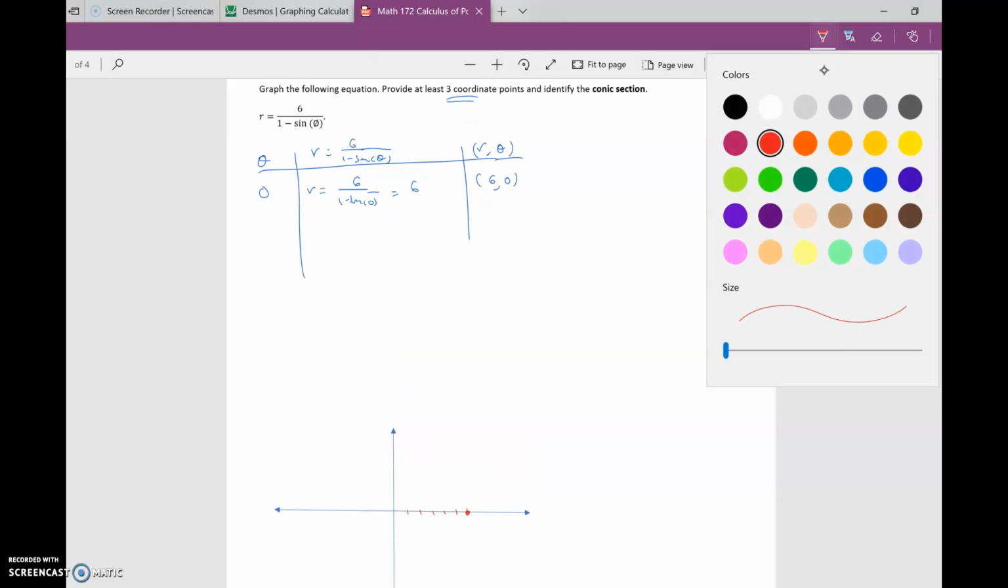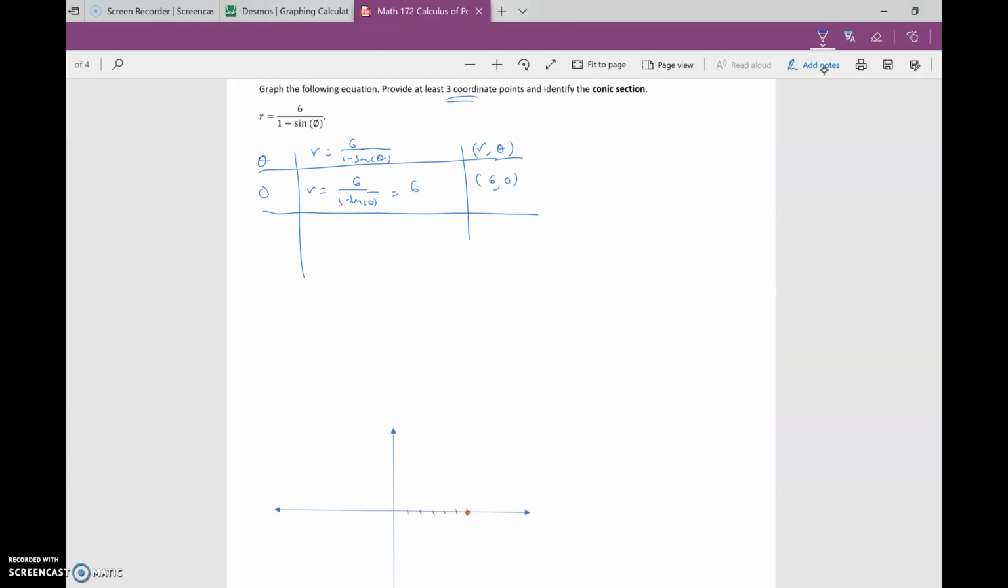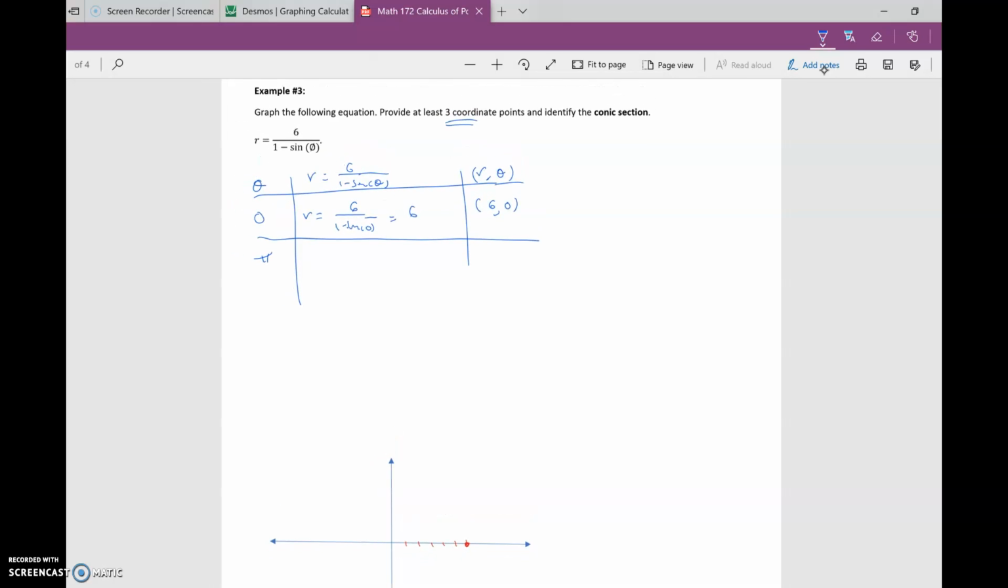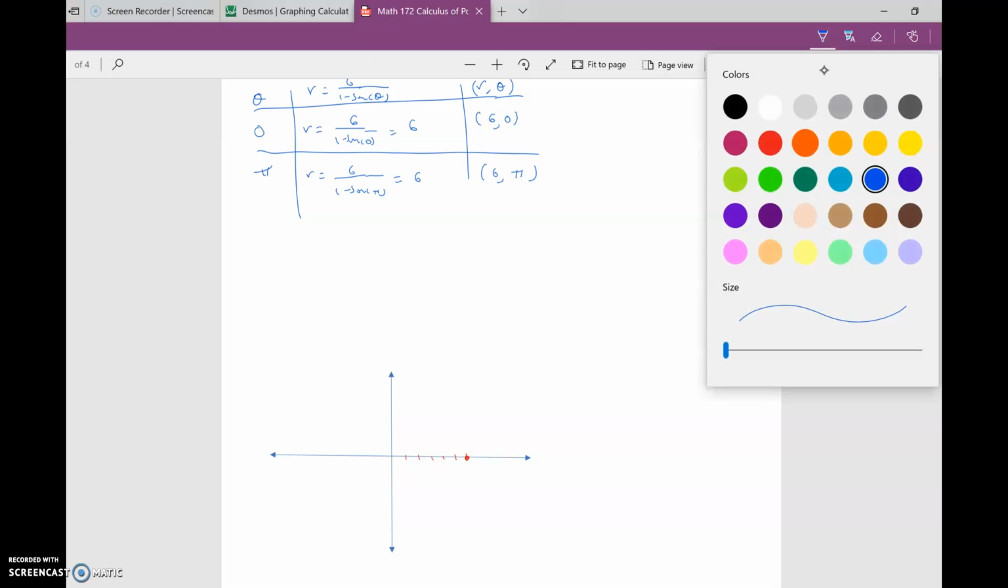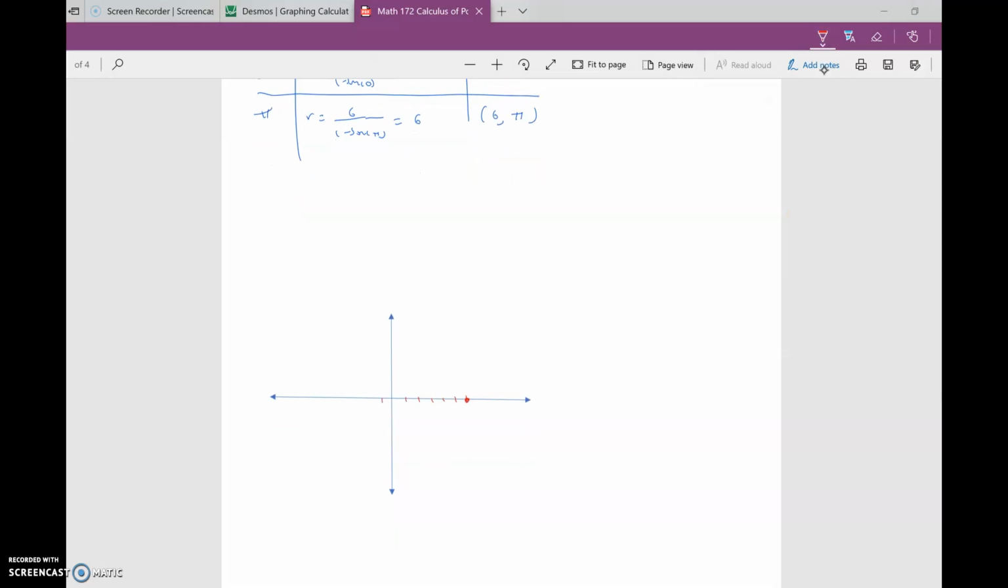And then the next coordinate point, I'm shooting for the symmetry. So let me select pi. You can select any coordinate points. So at this point, r is equal to 6 over 1 minus sine of pi, which is equal to, sine of pi will be 0, so you're going to get 6. So this will be 6 comma pi. Now remember the pi is actually out here. So this is going to be 1, 2, 3, 4, 5, 6. And angle of pi, it's going to be this value here.